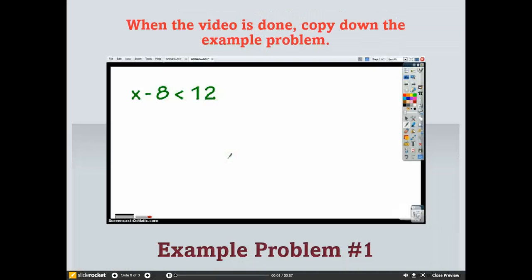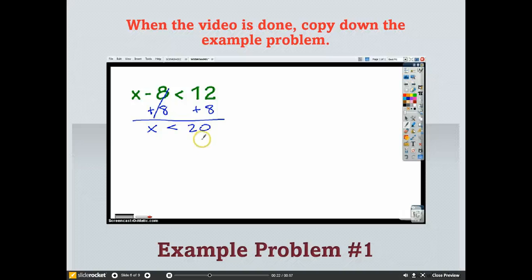So let's take a look at this example. X minus 8 is less than 12. So what we can do to get rid of the minus 8 is, just like an equation, we're going to do its opposite. Add 8, and what I do to one side, I do to the other. Minus 8 and plus 8 cancel out. We just get X. Less than symbol drops down, and 12 plus 8 is 20.